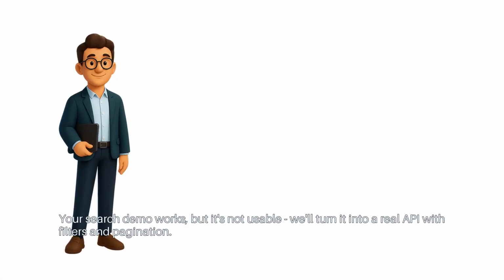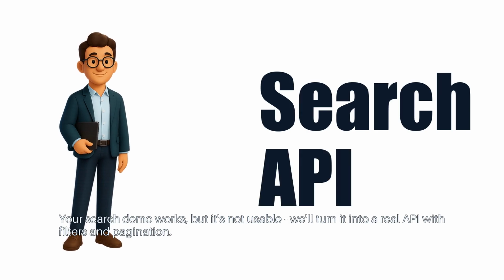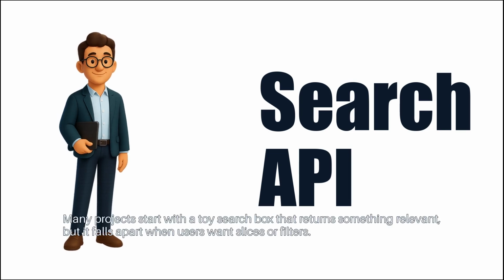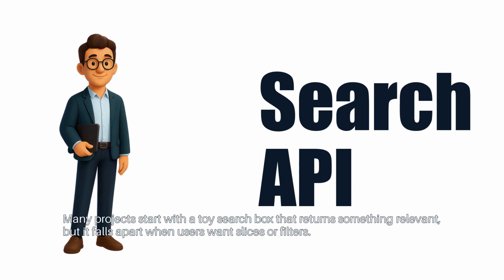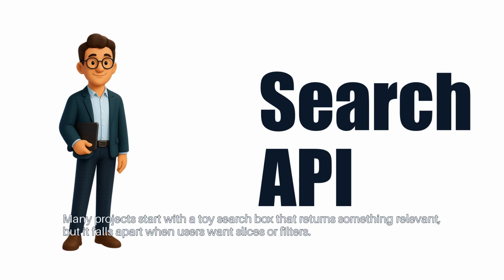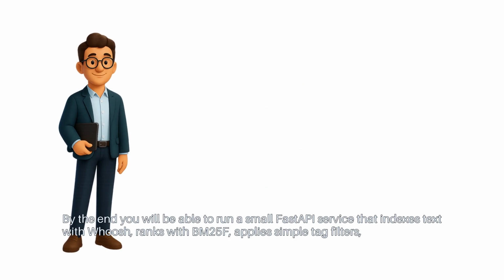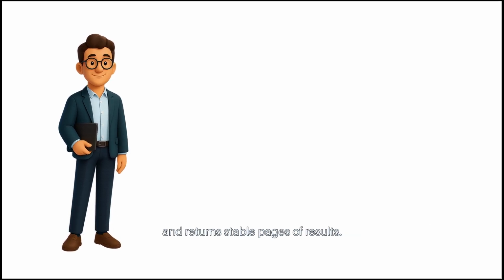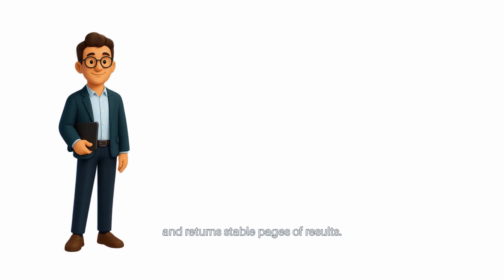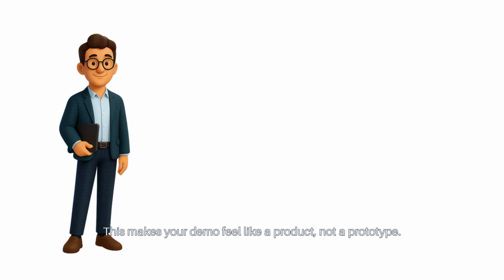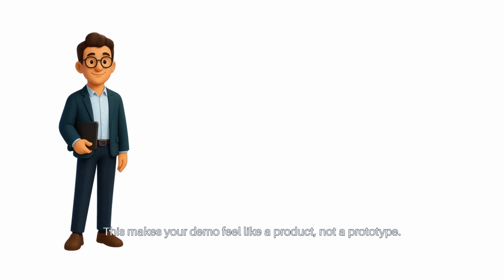Your search demo works, but it's not usable. We'll turn it into a real API with filters and pagination. Many projects start with a toy search box that returns something relevant, but it falls apart when users want slices or filters. By the end, you will be able to run a small FastAPI service that indexes text with Whoosh, ranks with BM25F, applies simple tag filters, and returns stable pages of results. This makes your demo feel like a product, not a prototype.